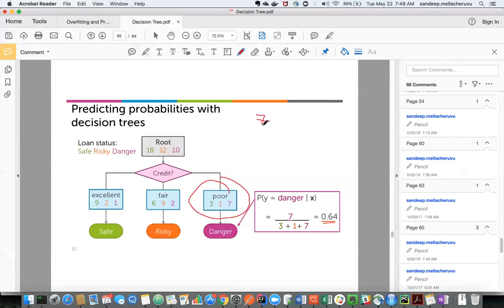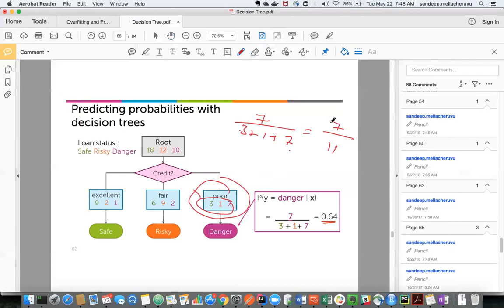Probability that it is danger given we know that credit equals poor. Given that credit equals poor, we get only these 3, which is 3 plus 1 plus 7, so out of 11. 3 plus 1 plus 7 is 11. Out of 11, you're getting danger 7 times, which means 7 out of 11 times you're correct.